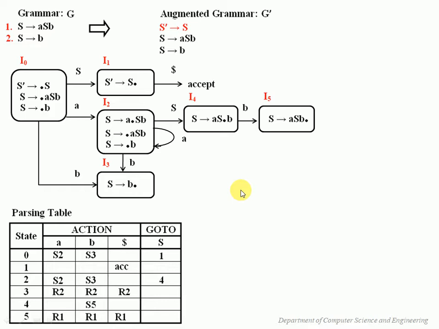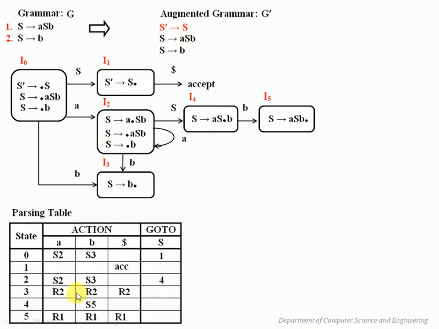So we have this canonical LR0 collection and the parsing table ready with us. So now let us see an example for tracing the input string using this parsing table, and you will find whether that string can be accepted or not for this particular grammar.